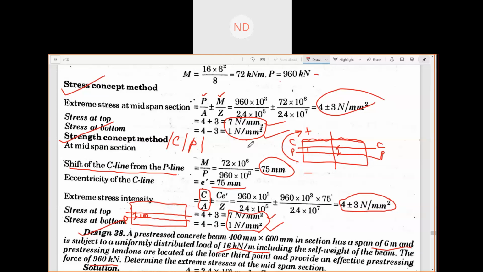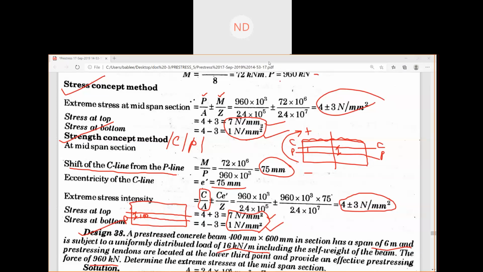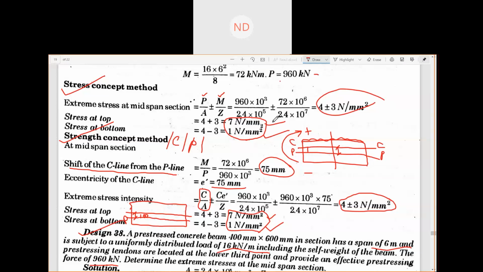Yeah, what was the answer? Could you find the stresses? With the help of the direct stress method. Did you calculate it? Anyone?